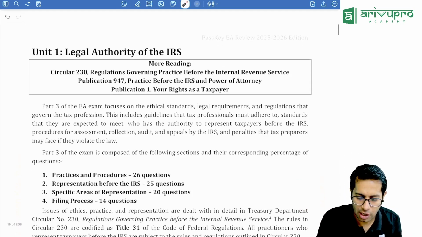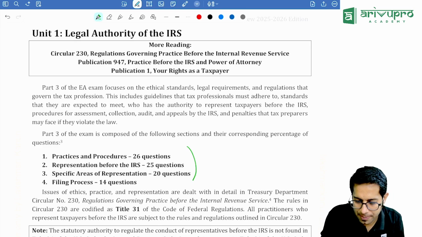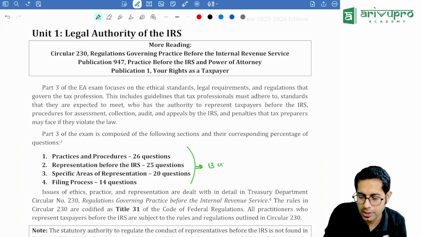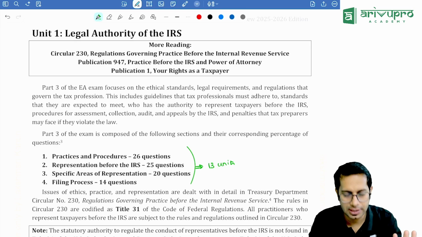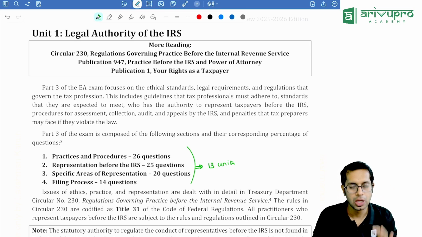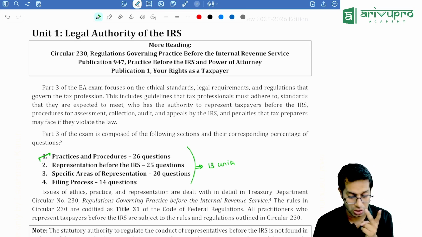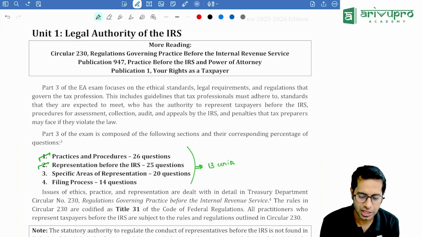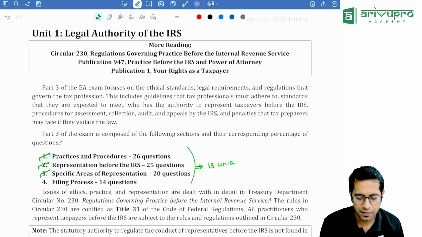We have seen that there are totally 13 units, correct? These 13 units are divided into how many categories, sir? 4 categories. First, practices and procedures, from which 26 questions will be asked. Then representations before IRS, from which 25 questions will be asked. Specific area of representation, 20 questions will be asked.